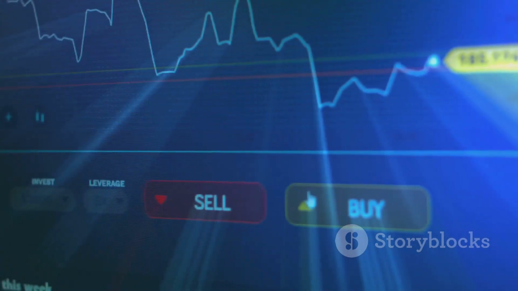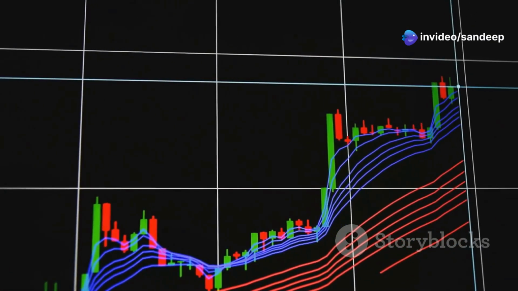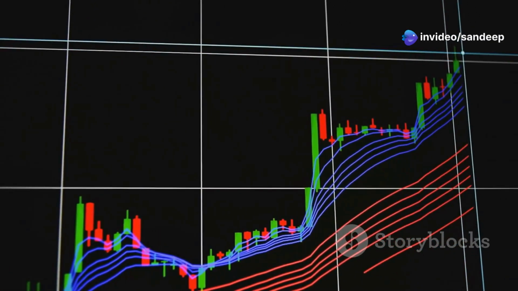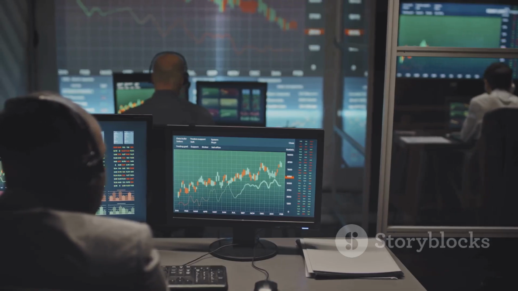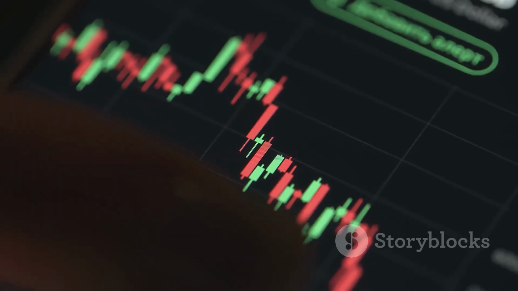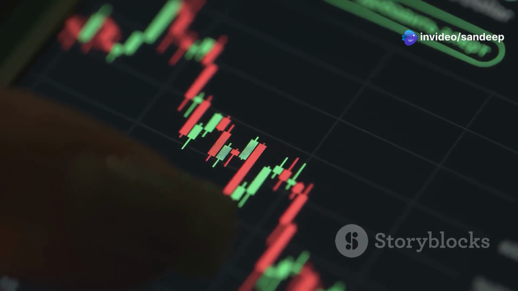The really interesting stuff happens when these levels break. When a stock price breaks above a strong resistance level, it's a very bullish signal. The ceiling has now become the new floor. Old resistance often becomes new support. This breakout suggests that the buyers have finally overpowered the sellers and the stock could be ready to start a new leg up.